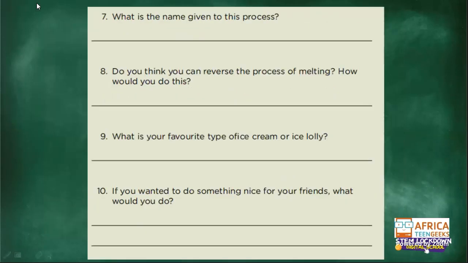Okay, our next question. What is the name given to this process? I think most of you already answered that in the previous question. Melting. It is a change of state, you are right, but when it goes from a solid to a liquid because heat was added, we call it melting.